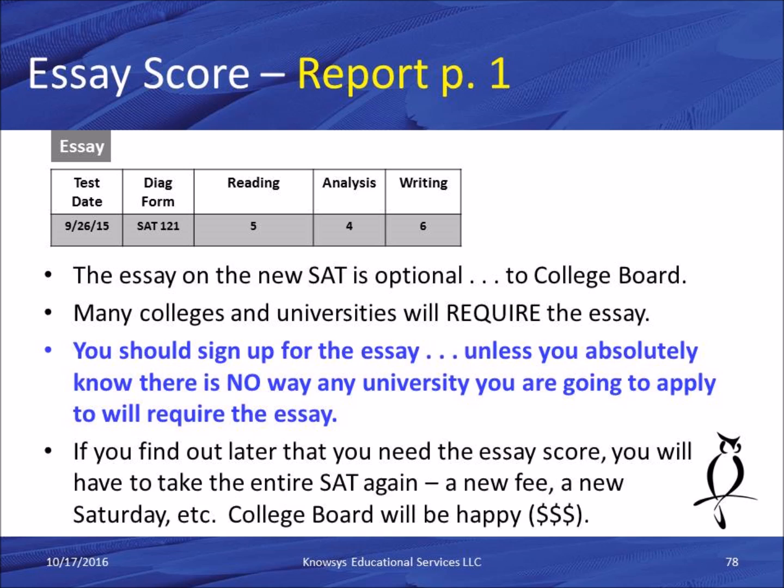Okay, now let's look at the essay section. So we've looked at the objective portion of the test. Now let's turn to the essay. So if you go back to page 1 of your report, right underneath the very top section is the essay score piece. And what you'll see is your test date as well as the name of the test, and then 3 subscores for reading, analysis, and writing.